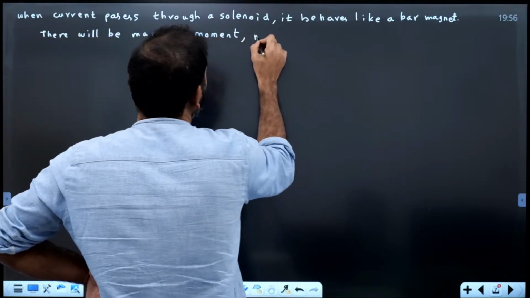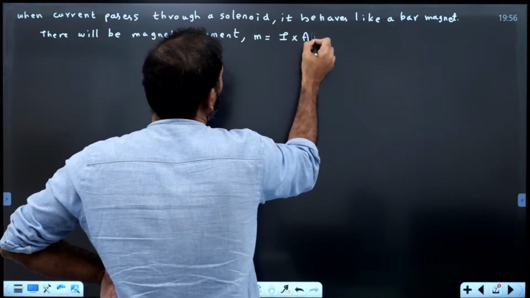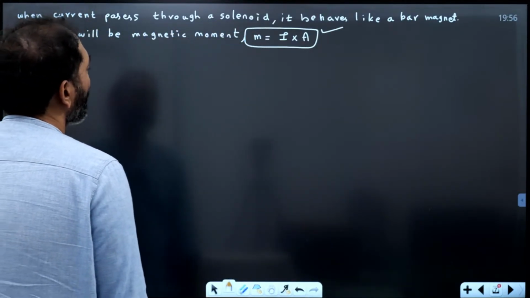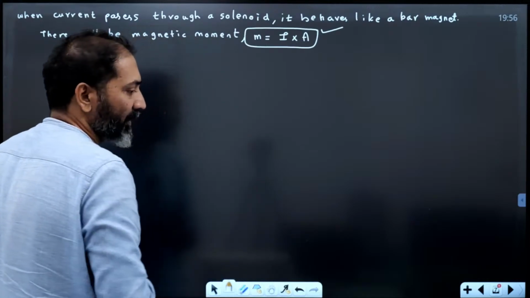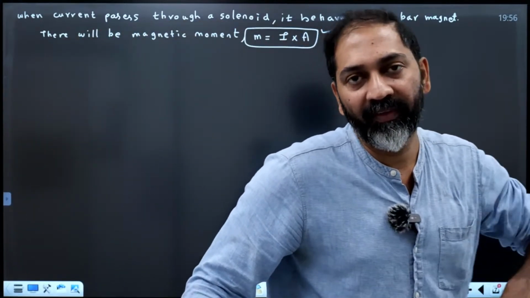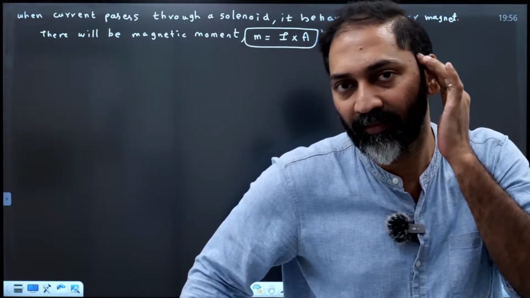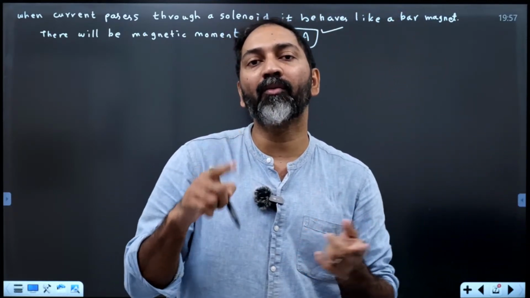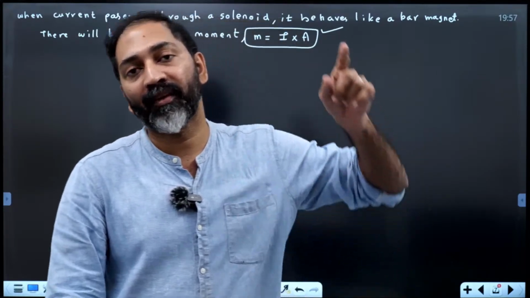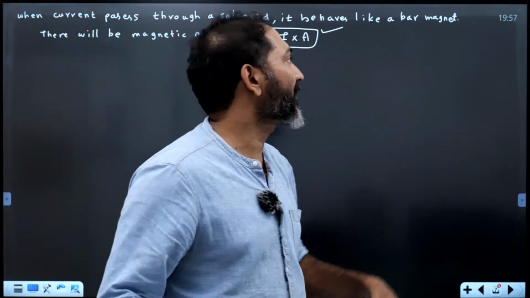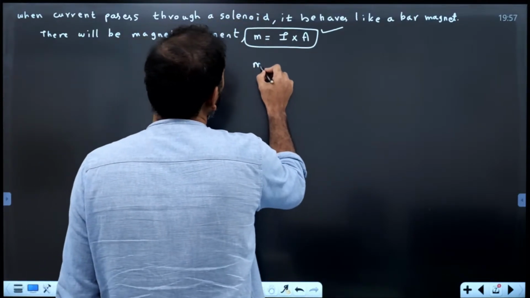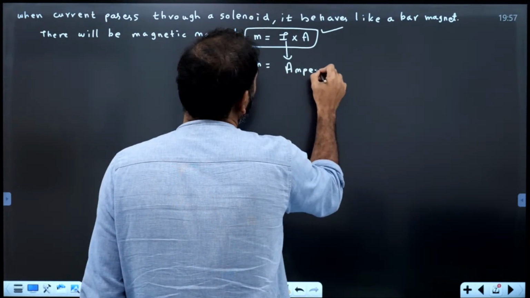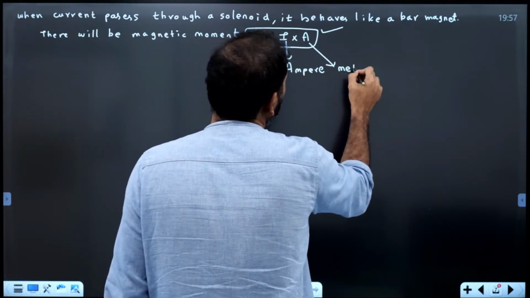The equation for magnetic moment M is equal to IA, I into A. Please remember the equation for magnetic moment when current passes through a loop. What is the formula for magnetic moment? IA. Why is there magnetic moment? Because when current passes through a loop, what happens? It behaves like a bar magnet. If it is a bar magnet, then it should have what? An associated magnetic moment. And what will be the formula? The unit will be the same, because current is what? Ampere. And A is what? Area. So again the same unit, ampere meter square.